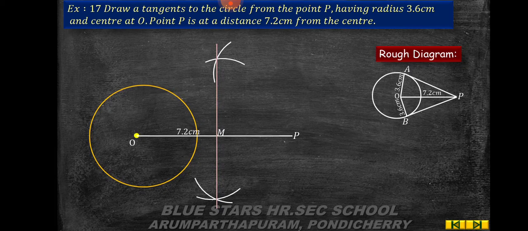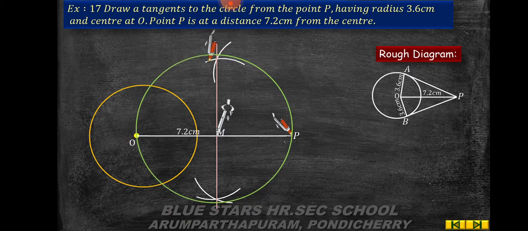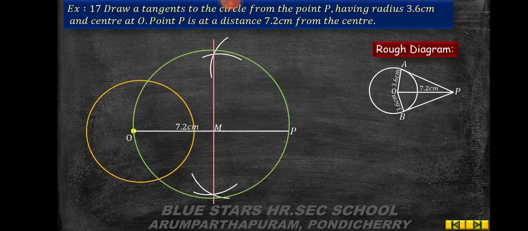Now take a compass and measure MP. So MP is our radius. So with that measurement, we draw a circle. Now you get a bigger circle. Then you can see the two circles intersect at 2 points. The circumferences of the two circles intersect at two places.